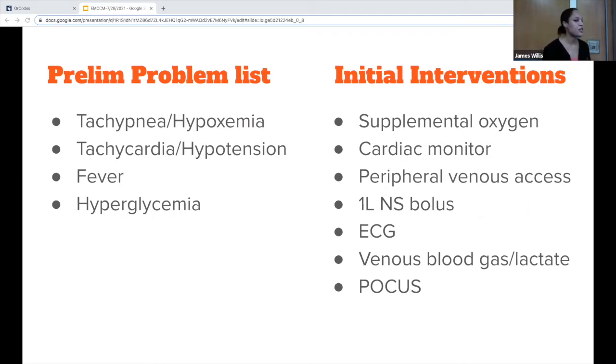Moving right along, our initial interventions for him, given his initial problem list, is supplemental oxygen, start with nasal cannula, go from there, put him on a cardiac monitor, establish a peripheral IV access, give him a saline bolus, get an EKG, a blood gas, and do a bedside ultrasound.